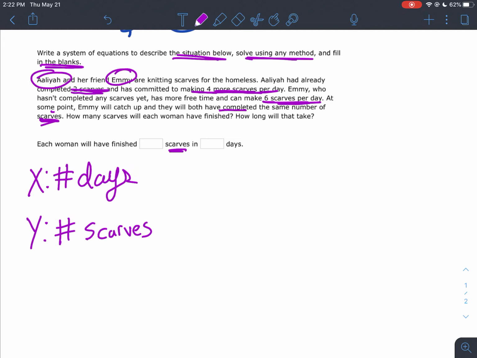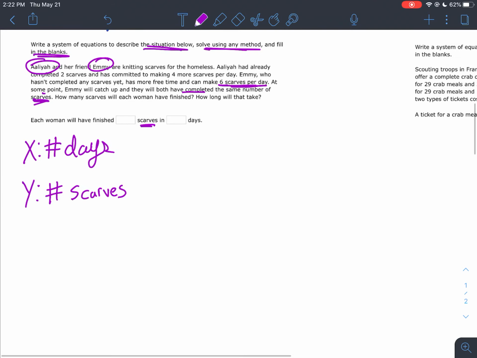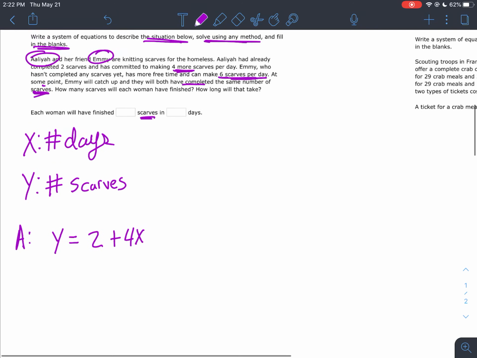So Aaliyah has 2 made already and is making 4 per day. So we can think about y. So this would be Aaliyah, I'll just make an A right there. Is going to be y, the total number of scarves. Now, Aaliyah has already made 2. That 2 is not going to change. We are adding to that 2, 4 every time we have a day. So 4 times the number of days. So we have 2 starting, and 4 going in for every day that we have.